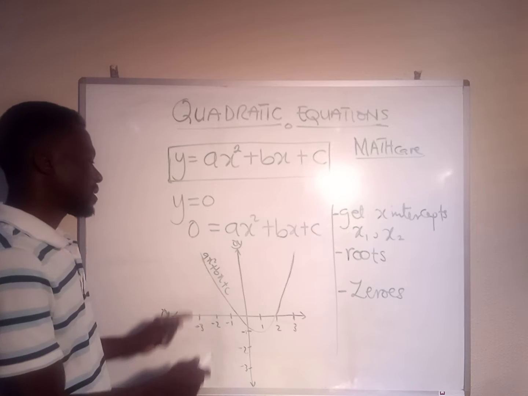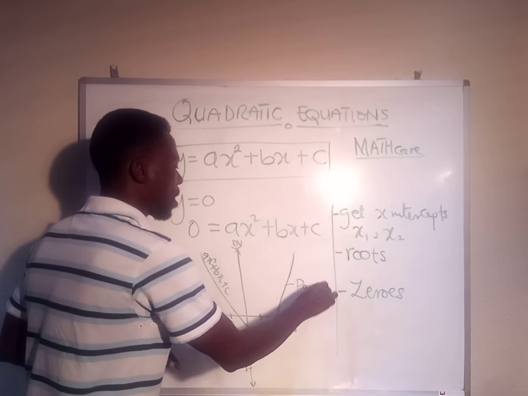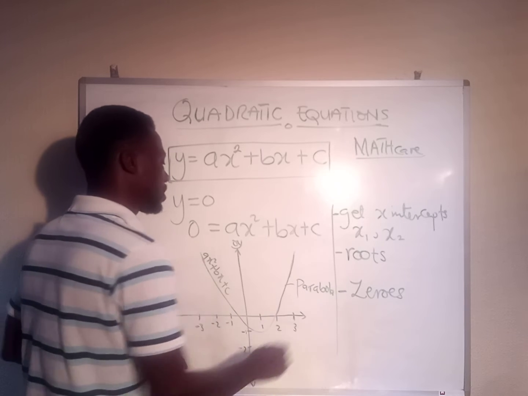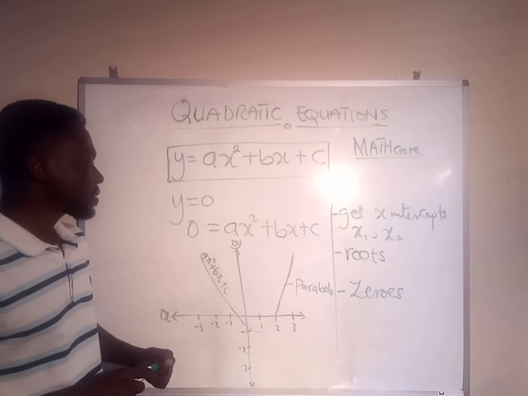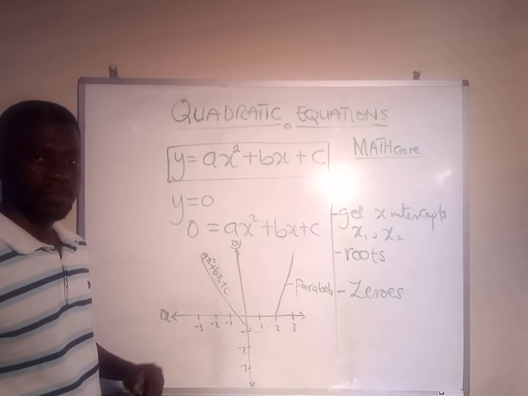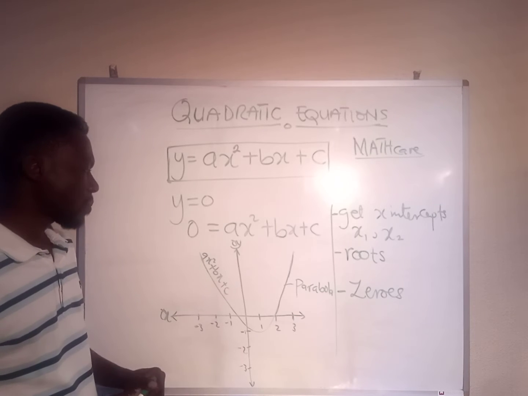Now we get something like this. This thing is called a parabola. So this is a parabola. Now there are a lot of things that you need to know about this parabola. Let's look at what we can learn from this parabola.